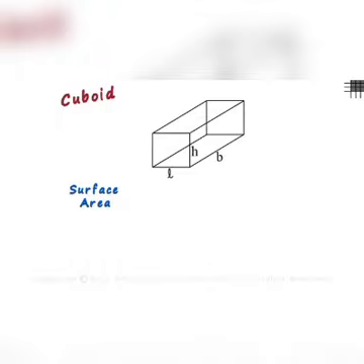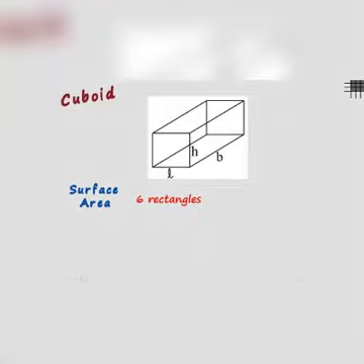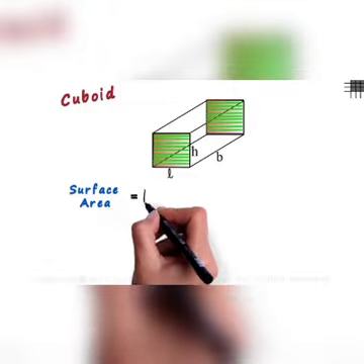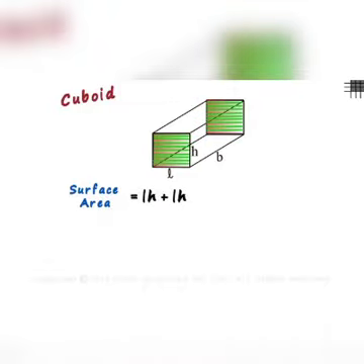Its surface area is the sum of the areas of 6 rectangles. We look at each rectangle closely. The rectangle we see at the front has area L multiplied by H. And the area of the rectangle at the back will also be L into H. So, the sum of these two will be LH plus LH. Let's remove these two now.